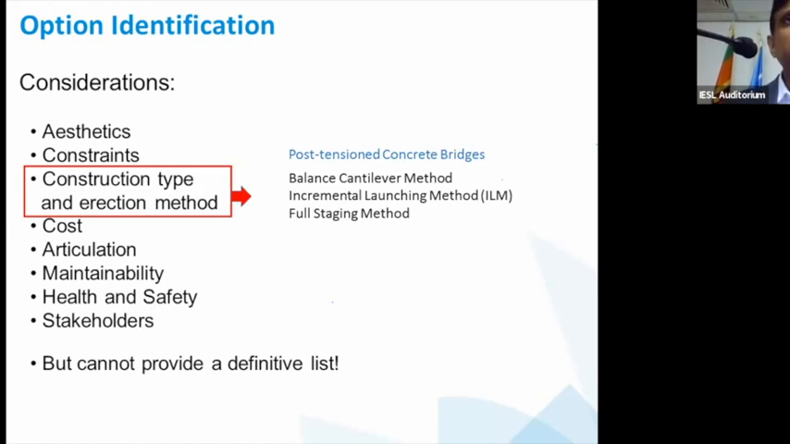One of the important things for post-tensioned box girders is the construction. This is what I want to take you to in the next part of the presentation, the erection methods, because the analysis changes with the type of construction. Now, we can broadly categorize post-tensioned box girder construction into the balanced cantilever method, the incremental launching method, and also full staging. I'll discuss this in a minute, right? So these are the very high-level aspects.